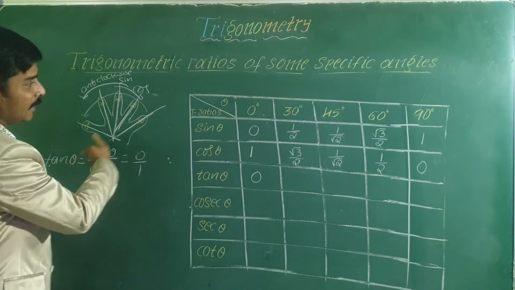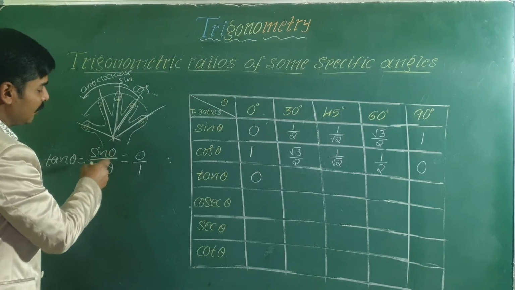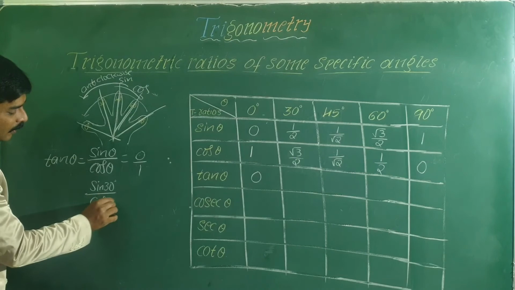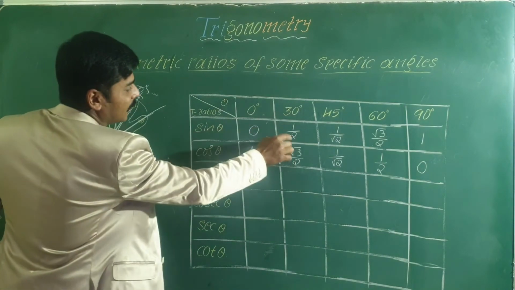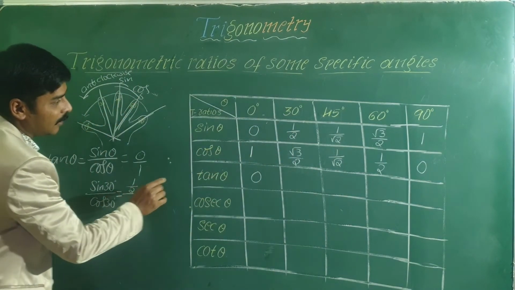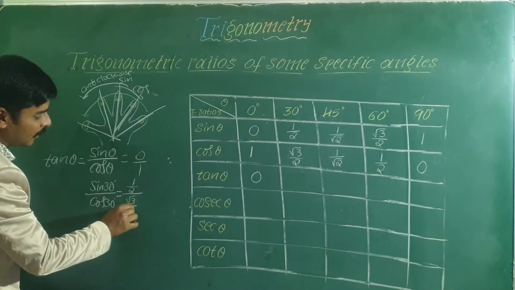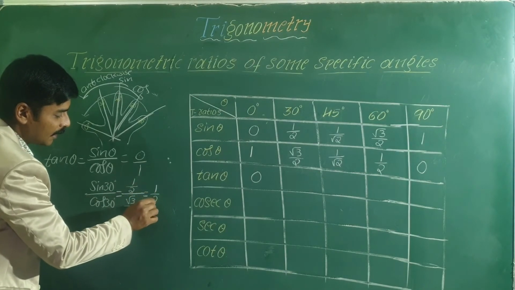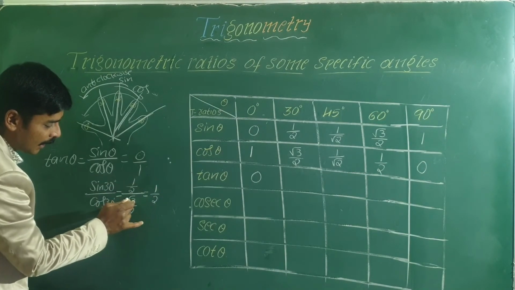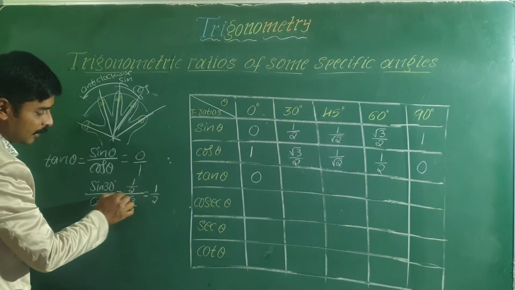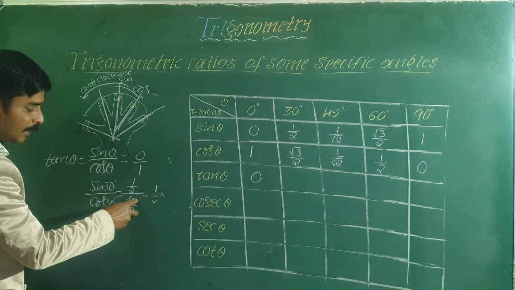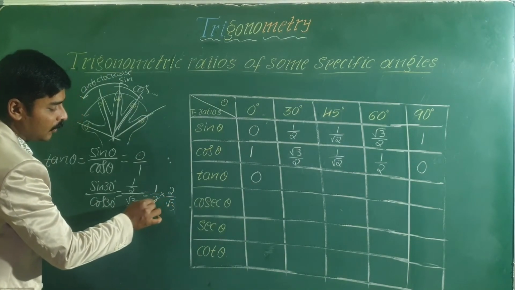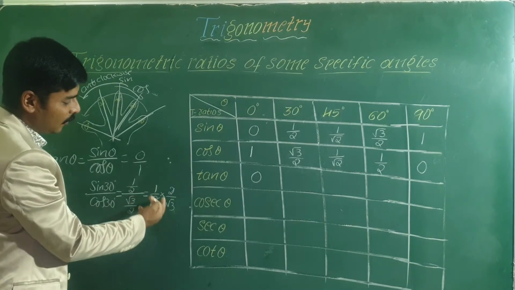Next, let us take tan 30 degree. Tan 30 degree will be sin 30 by cos 30. What is sin 30? Sin 30 is half divided by root 3 by 2. You know how to convert division into multiplication. You write the numerator as it is, and you write the reciprocal of the denominator. This division is converted to multiplication, and the reciprocal of the denominator is 2 by root 3. Now 2 will get cancelled. Remaining is 1 by root 3.